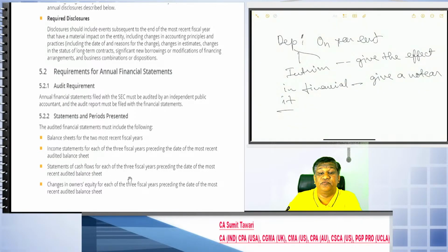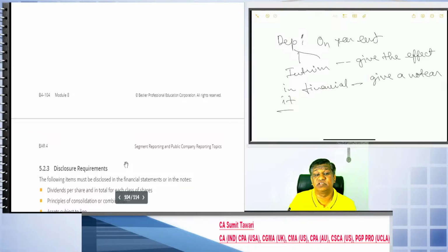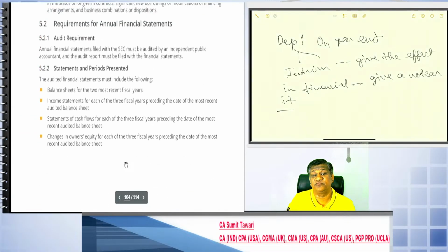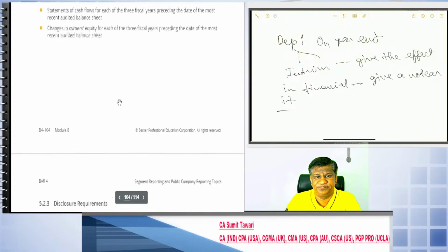Statement of cash flow for each of the 3 fiscal years. Cash flow and the income statement we need to produce for the 3 fiscal years. Changes in owner equity for each of the 3 fiscal years preceding the date of the most recent audited financial statement. Okay, so statement of cash flow, income statement, and the statement of changes in equity we need to present for the 3 fiscal years, whereas the balance sheet we need to produce for the 2 fiscal years.